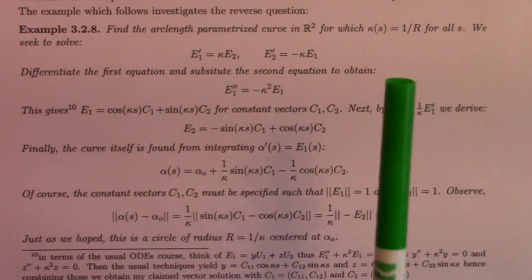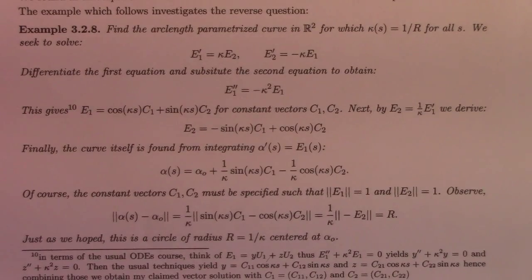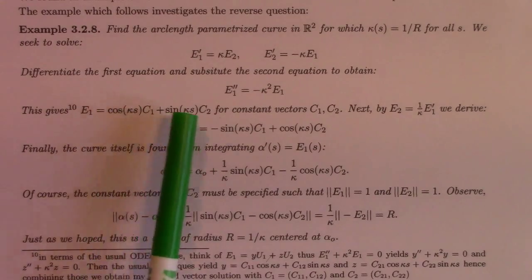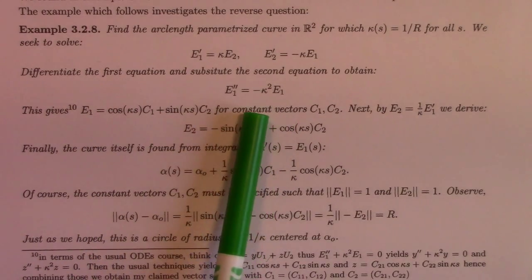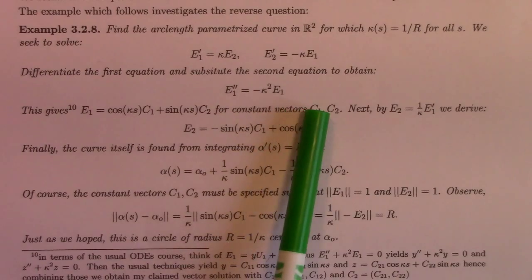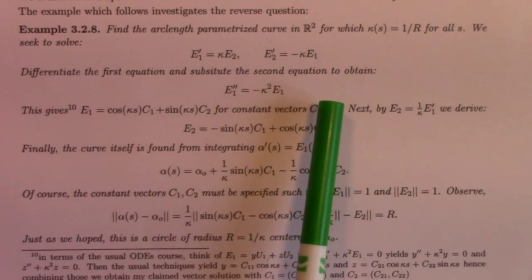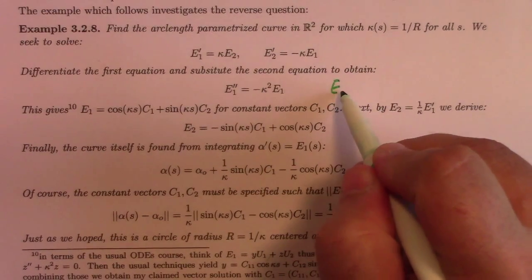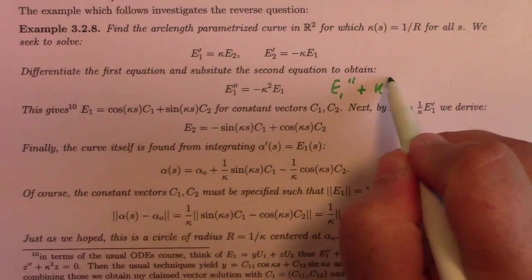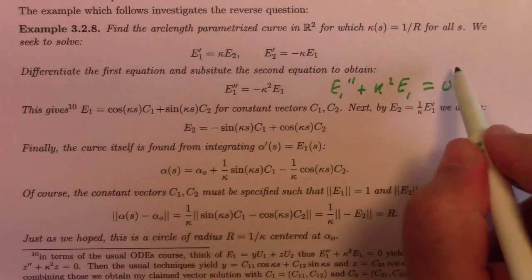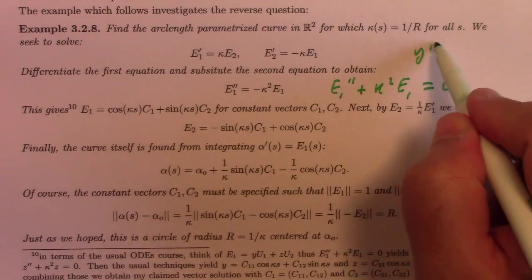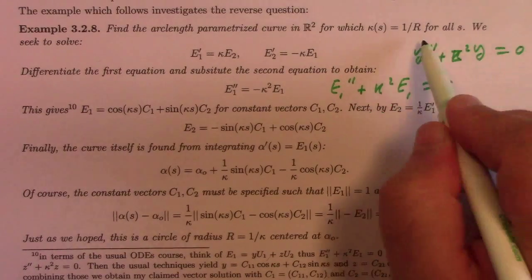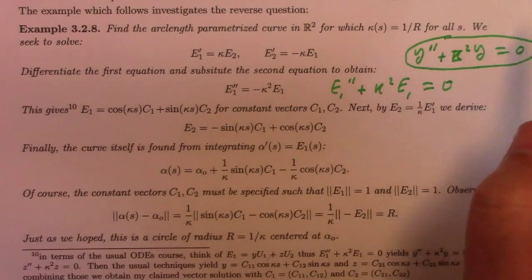There are actually 4 ordinary differential equations with constant coefficients sitting here. But they're simple enough that if I substitute the first equation into the second, you'll get E1'' plus kappa squared E1 equal to 0. If I wrote it as y'' plus kappa squared y equals 0, then this kind of thing we definitely solve in differential equations, right?